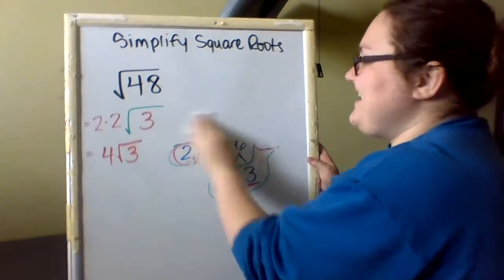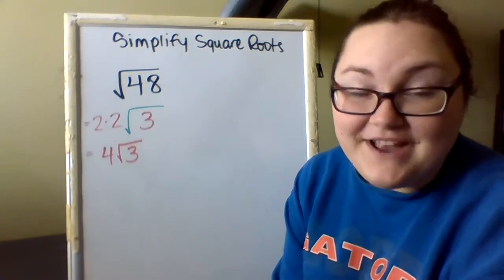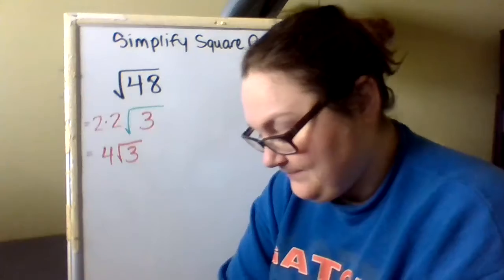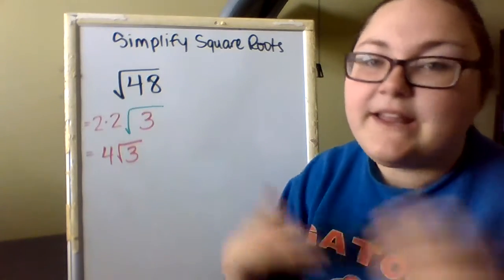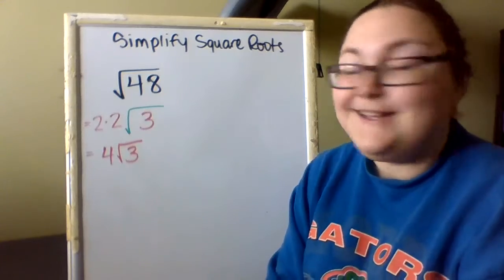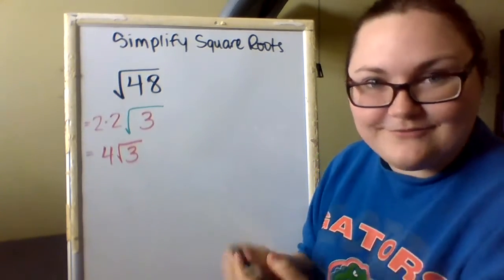And the other way relies on knowing your multiplication facts pretty well. But if you do know them really well, it's a lot quicker to do. So I like showing it both ways just because depending on the problem, depending on the student, different ways work for different students.